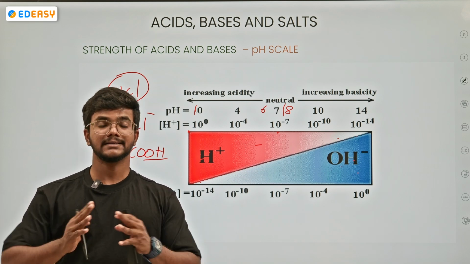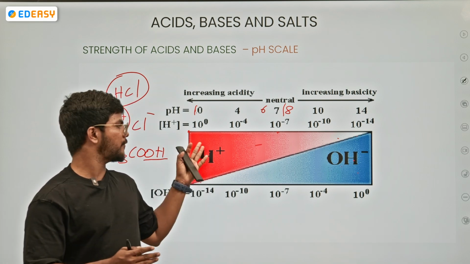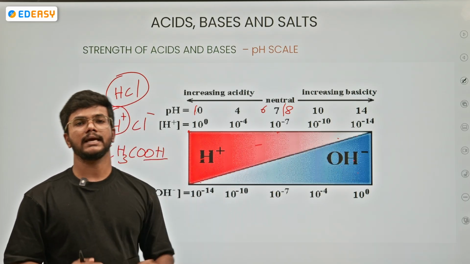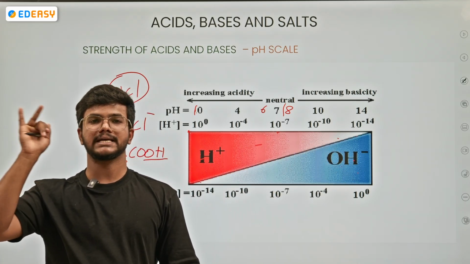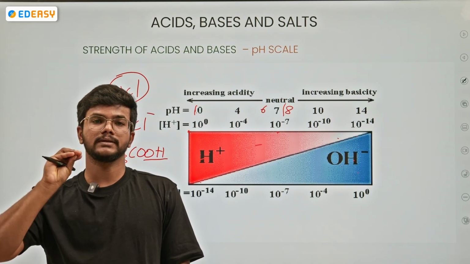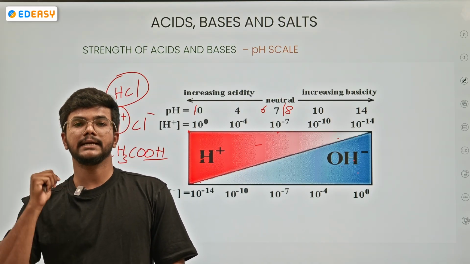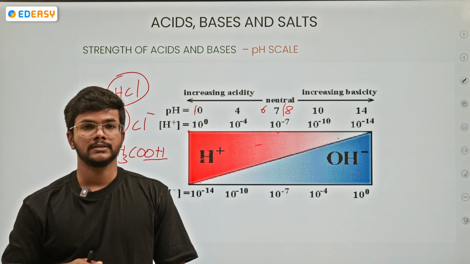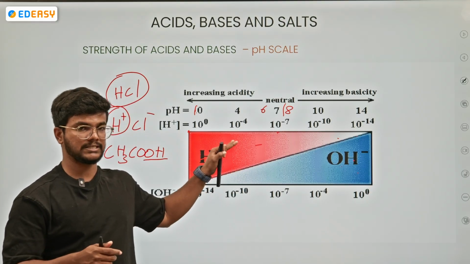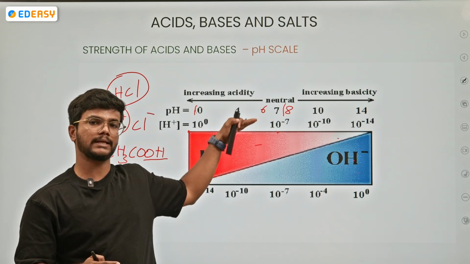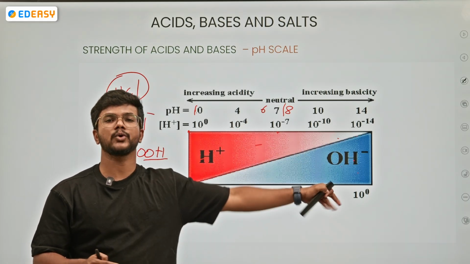Okay, there are some theories based on OH minus and H plus. They are the Arrhenius theory, the Lewis acid base theory, and the Bronsted acid base theory, which will be studied in grade 11. So this is not included in your textbook. This image will be there in your textbook to compare the hydrogen ion concentration and OH minus concentration.